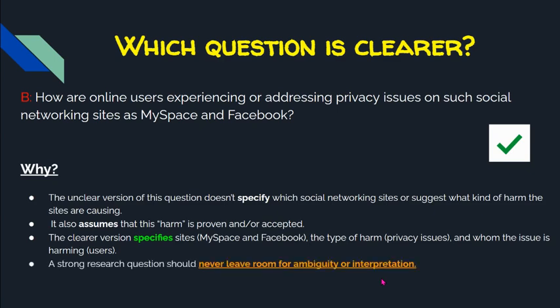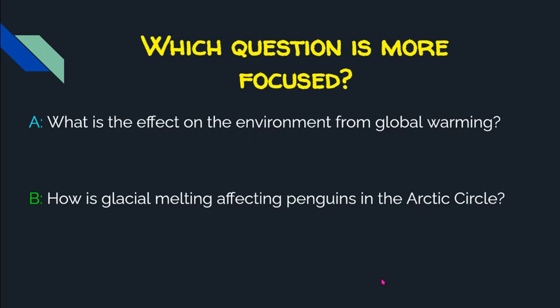And the last thing is, and I want everyone to write this down, a strong research question should never leave room for anything that's ambiguous or any other interpretation. It should be really clear what you're researching, who you're researching about, okay, and the actual subtopics within your big topic as well. So please write down that last dot point because it's really important. Let's have a look at a second one.